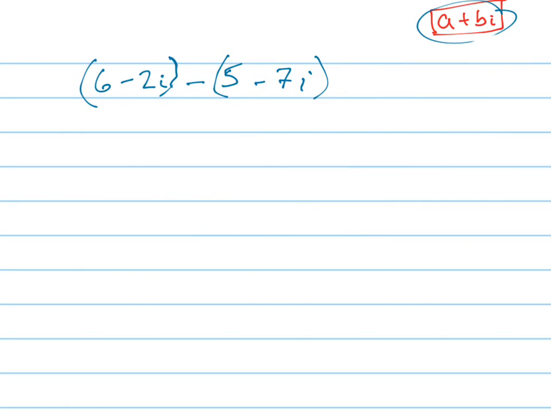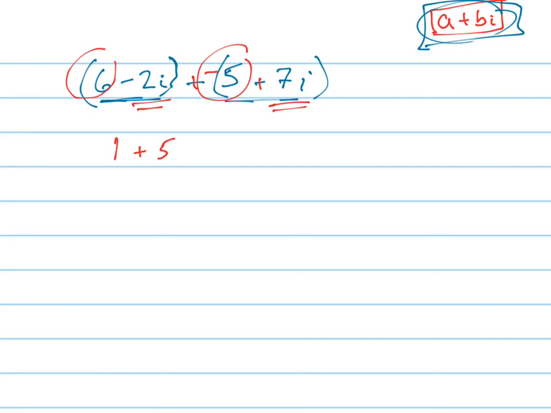Let's try another one. All right, notice I'm now subtracting two complex numbers. See how these are both written in this form here, standard form? So in order to subtract them, this is just algebra. I distribute that negative in and I add like terms. What's 6 minus 5? That's 1. What's -2 plus 7? Positive 5i. And that's done. Notice how, again, that's in standard form. a is 1, b is 5.